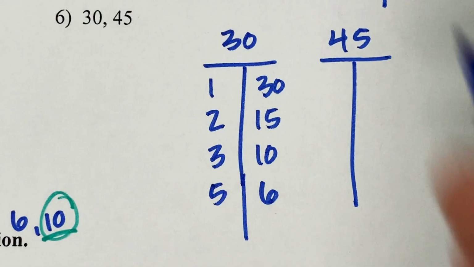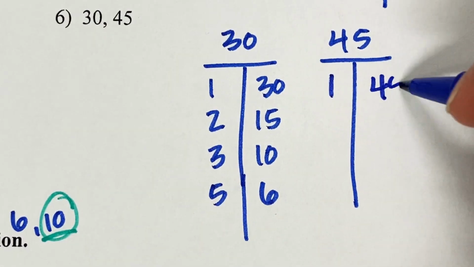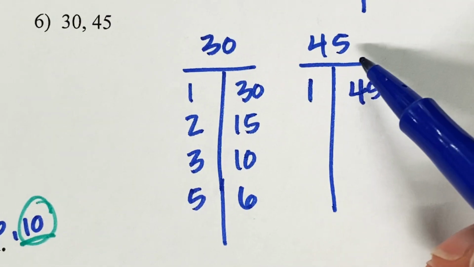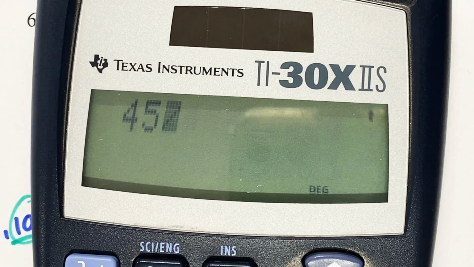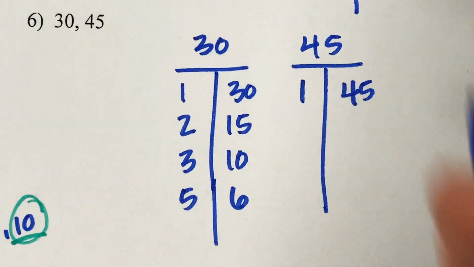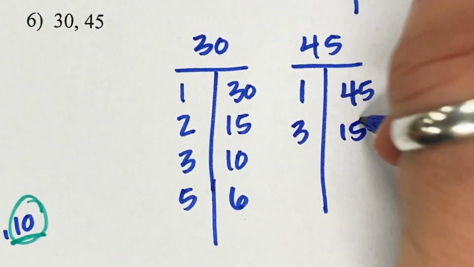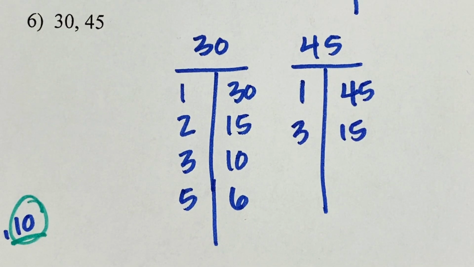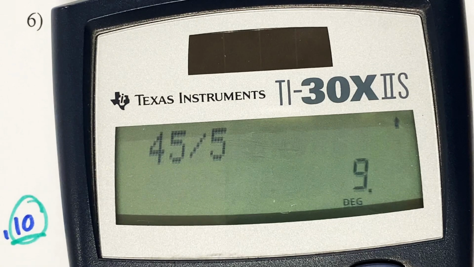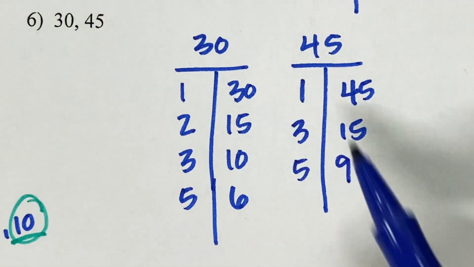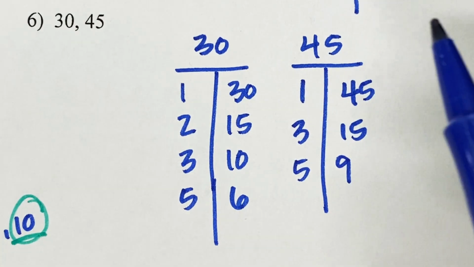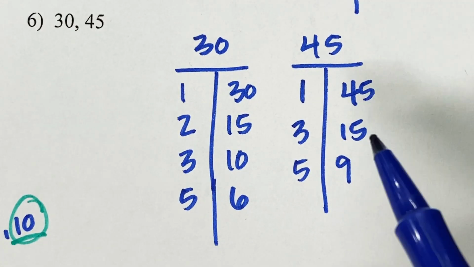Okay, let's do 45. 1 times 45. 45 is not even, so we know 2 does not go into it. Let's check 3. 45 divided by 3. 3 does go into it. 3 times 15. 4 is not going to go into it. 5, let's check 5. 45 divided by 5, if you don't know it off the top of your head. 5 and 9. 6, no. 7, no. 8, no. 9, yes.